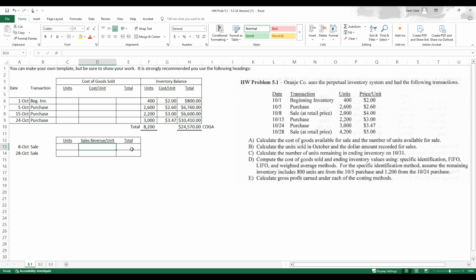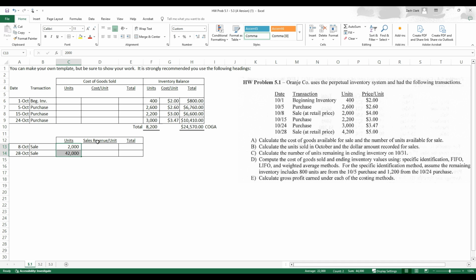And so with that in mind, and I'll extend the things there. So how many did we have? We had 2,000 units sold and 4,200 units sold. Okay. And those are units, so we'll leave those with no dollars indicated. So sale at retail price, then $4 and $5 in the second one. So that's just coming off of here.